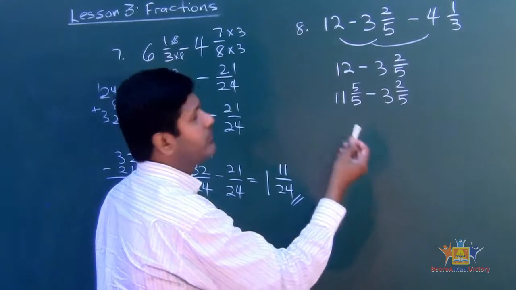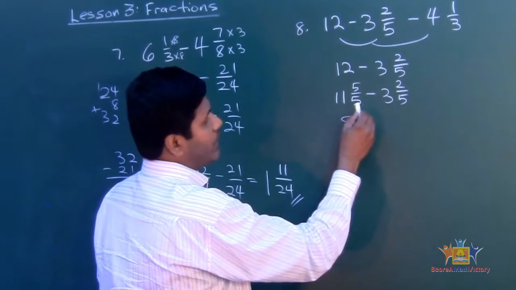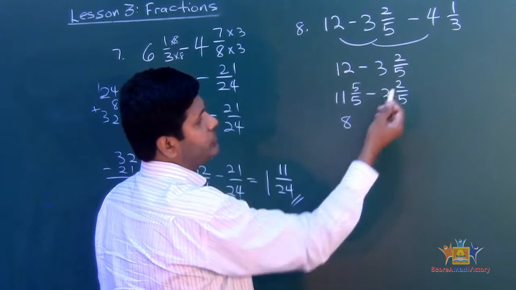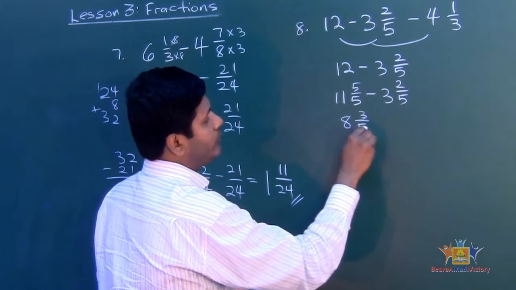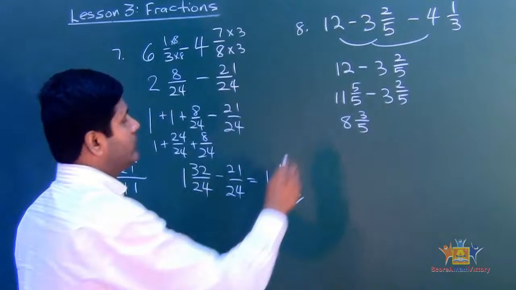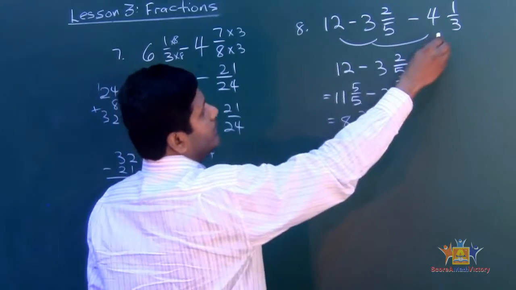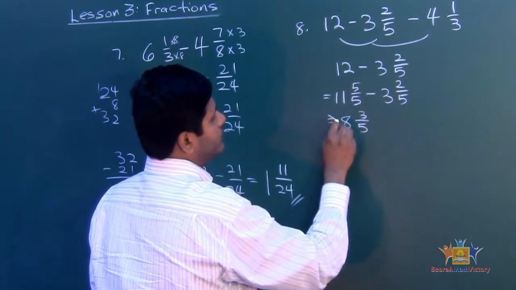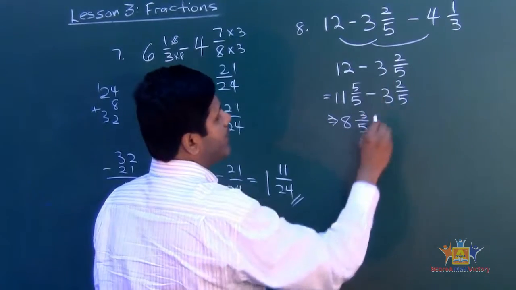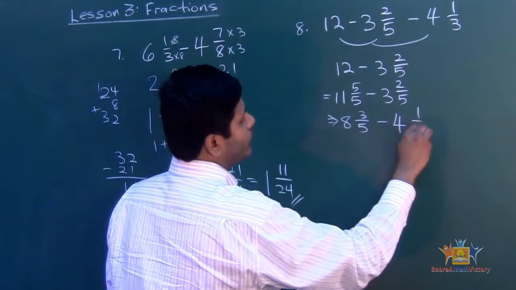Okay, so now I can subtract. 11 minus 3 is 8. 5 is the common denominator. 5 minus 2 is 3. 3 over 5. Okay, so now I can bring this one down. Alright, so I take 8 and 3 over 5 minus 4 and 1 over 3.